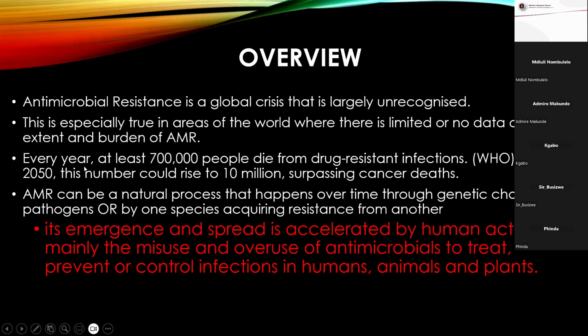So almost 700,000 people, according to WHO in 2019, have been dying of drug-resistant infections. The number will be higher if you talk about bacterial infection. This is only the number referring to those which are resistant, and it's predicted that in 2050, the number could rise to 20 million deaths per year, surpassing deaths caused by all cancer types, breast and prostate combined. So that's why there's more talk on AMR.